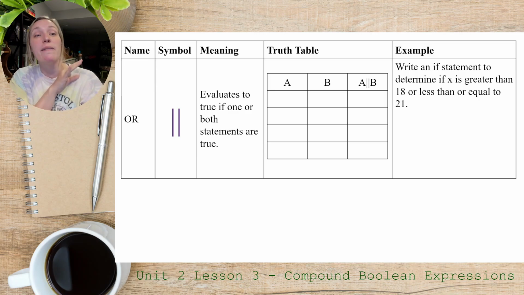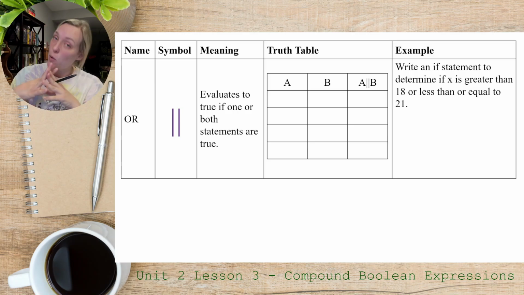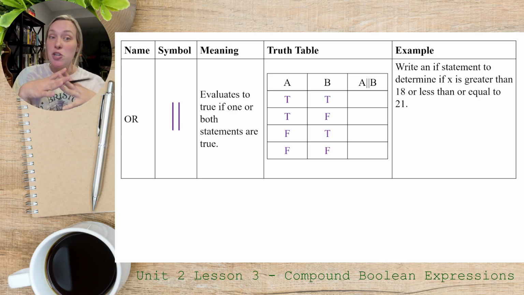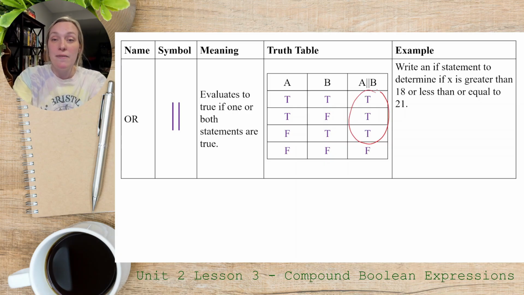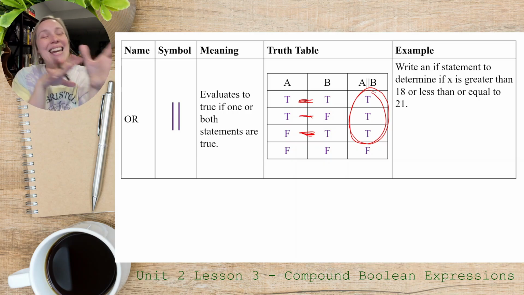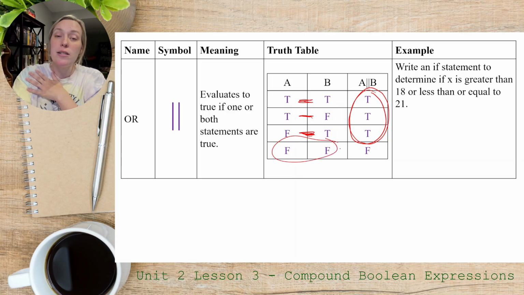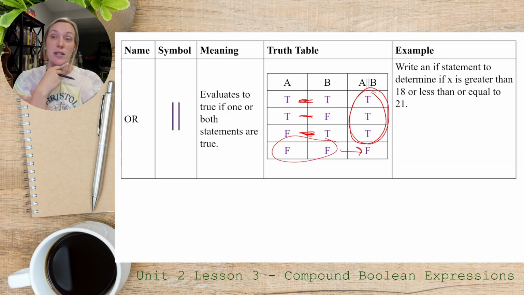Now, this will evaluate to true if one or both statements are true. As long as one or both of them are true, it's going to evaluate to true. So I'm going to set up my truth table again with all combinations of A and B, true or false, and then I'm going to evaluate. These values are going to be true because here both are true. Here only one is true. Here only one is true. But it always evaluates to true. Here both are false, and this is going to evaluate to false.